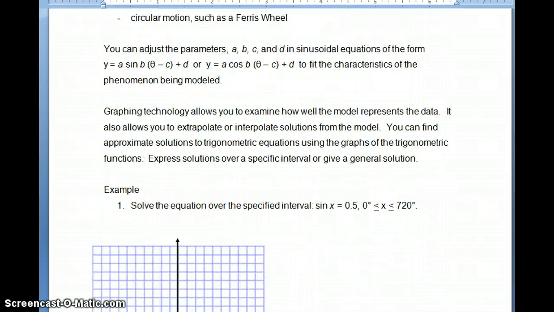We can adjust the parameters a, b, c, and d, those constant values in our equations. We can adjust them to fit the form of what we would normally see here: y equals a sine b times (theta minus c) plus d, and same with cosine. And we can do that to fit the characteristics of our phenomenon being modeled.